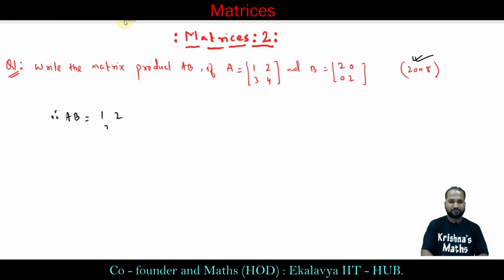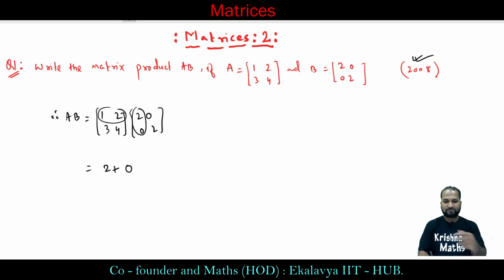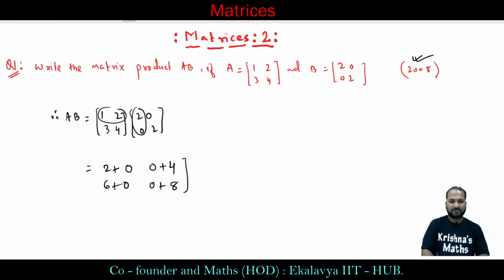A is 1 2 3 4 and B is 2 0 0 2. Multiply them. How do we multiply? First row into first column, meaning 1 into 2 plus 2 into 0. So 1 into 2 will be 2, 2 into 0 will be 0. Then first row into second column, 1 into 0 plus 2 into 2. Second row first column, 3 into 2 will be 6, 4 into 0 will be 0. Second row second column, 3 into 0 will be 0, 4 into 2 will be 8. And this is what your answer is, 2, 4, 6 and 8.